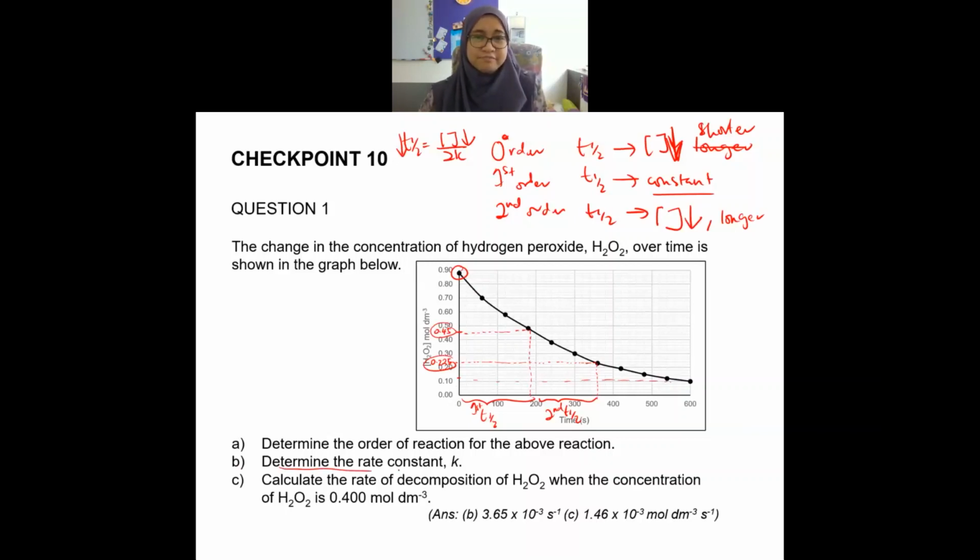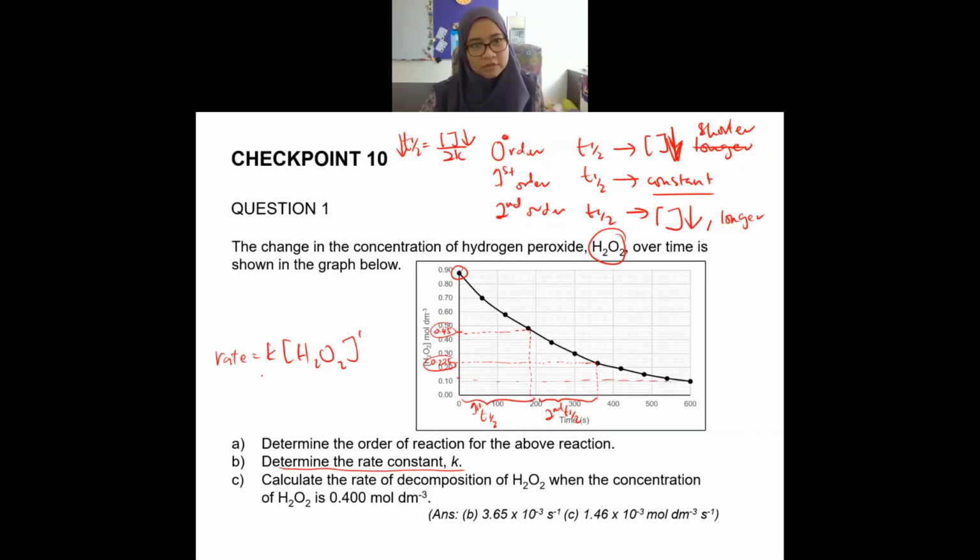Once you know it is first order, the rest will be easy. You should be using the first order integrated rate law. Question B, determine the rate constant. You can pick any value from the graph and then write the rate law. You have determined the order, right? So rate is equal to k[H2O2] to the power of 1. This is the rate law of the reaction. The order of H2O2 is 1, and it is the only reactant present.